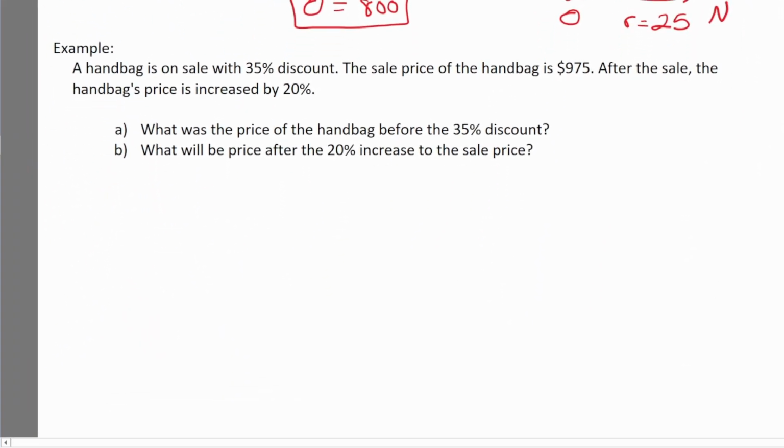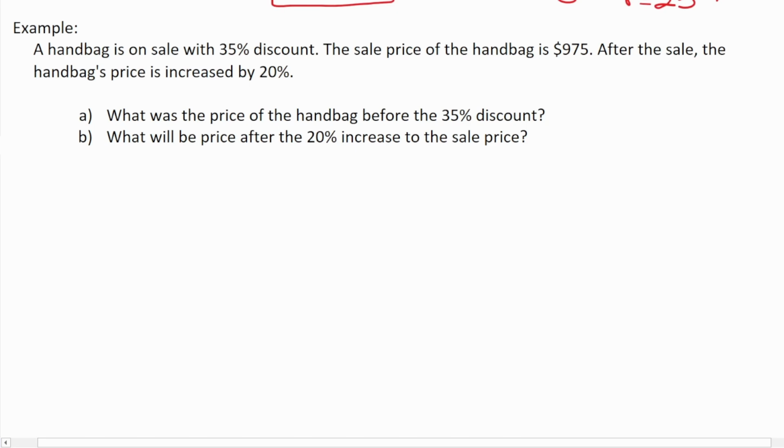Let's take a look at another example. Okay, a handbag is on sale with 35% discount. The sale price of the handbag is $975. After the sale, the handbag's price increased by 20%. So increased by 20%, we can already tell this is a percentage increase question. Now, what was the price of the handbag before the 35% discount? And what will be the price after the 20% increase to the sale price?